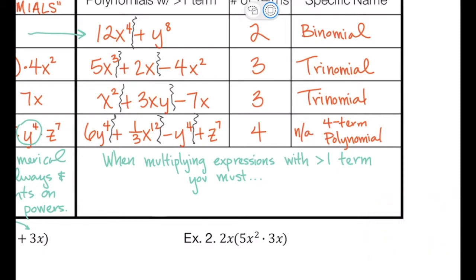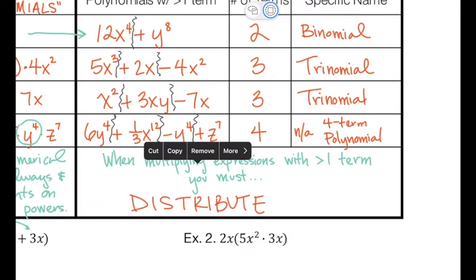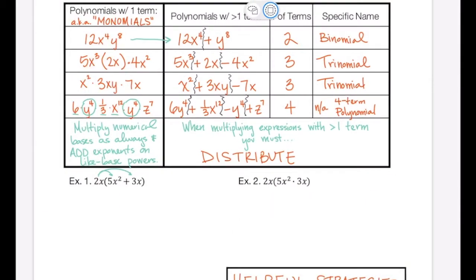All right, here's the deal. As soon as you introduce expressions that have more than one term, so as soon as you introduce a binomial or a trinomial or a 4-term polynomial or something with even more, you have to keep in mind that in order to multiply, you're going to have to do some distribution. So don't forget that you've got to distribute. So let's do some examples here.